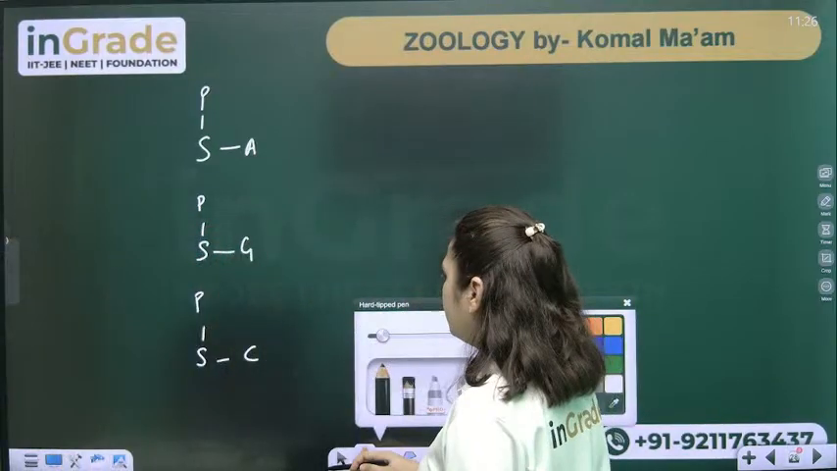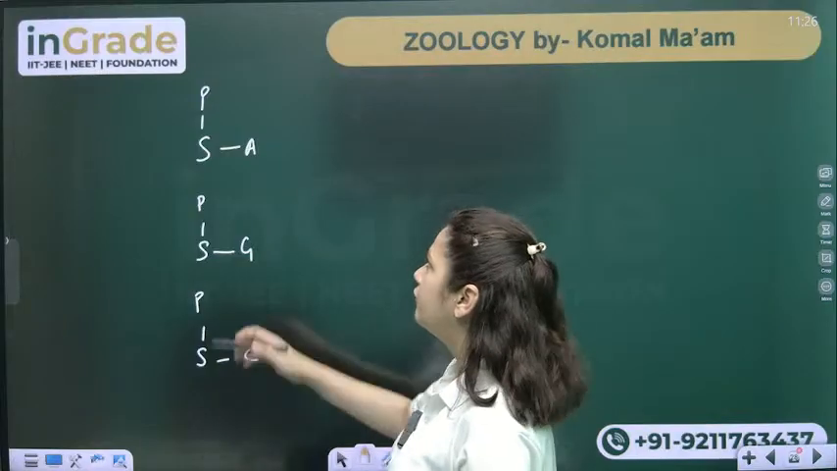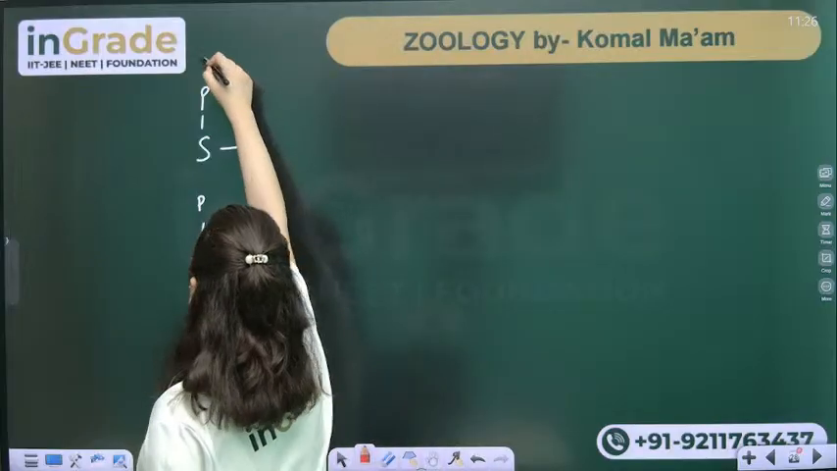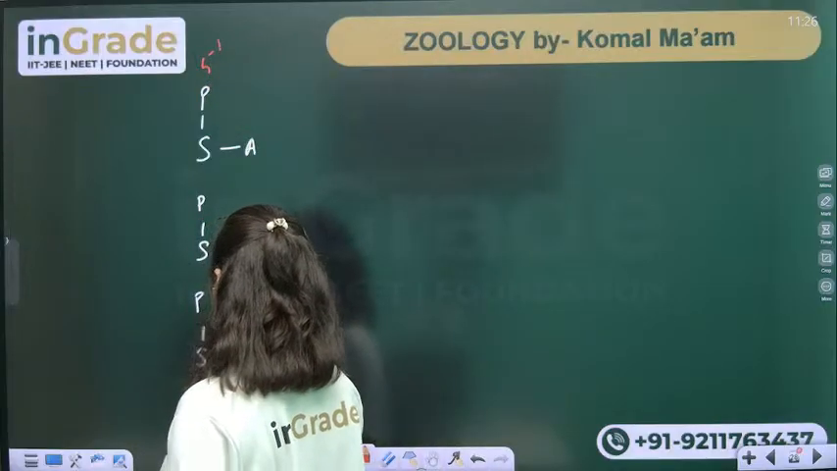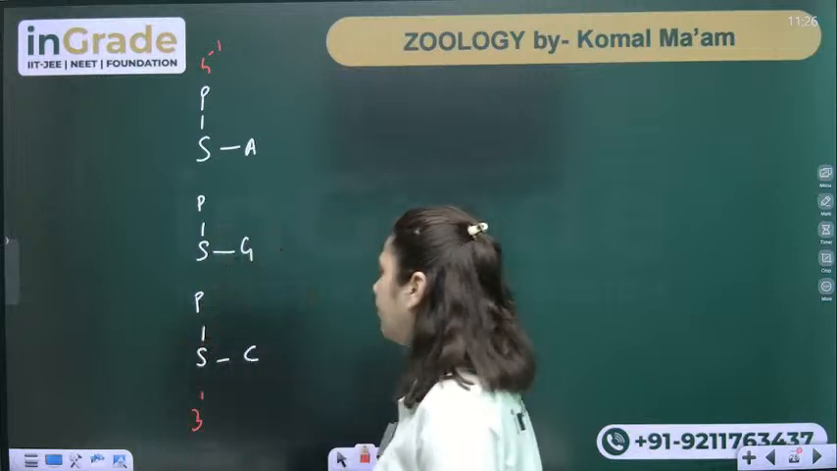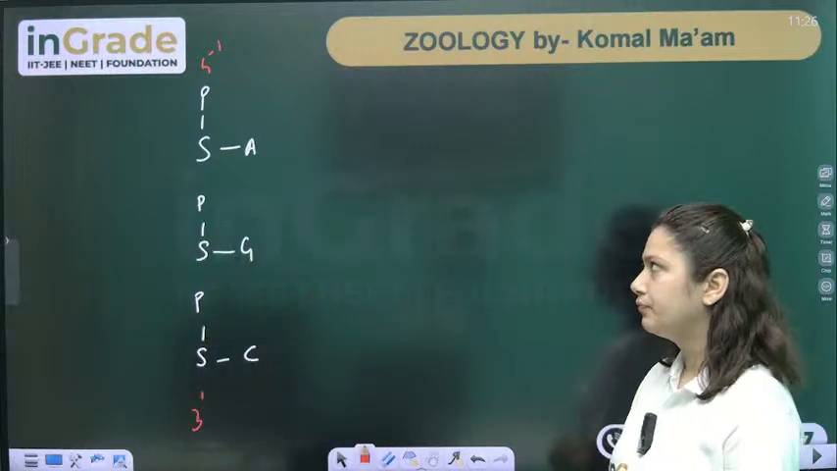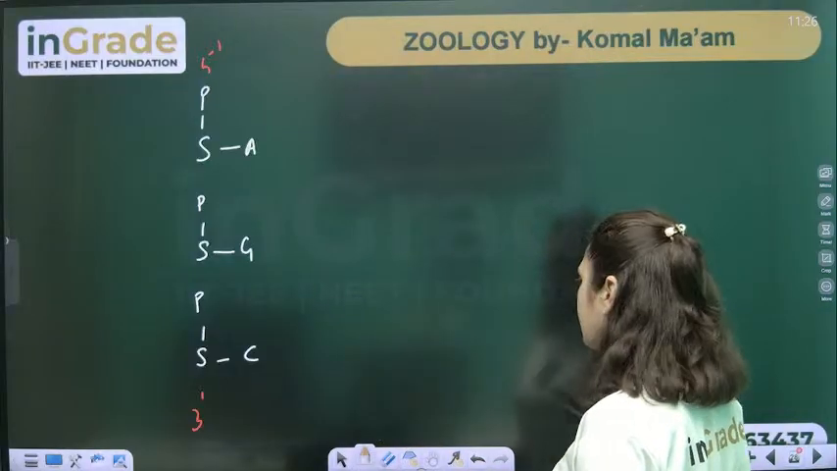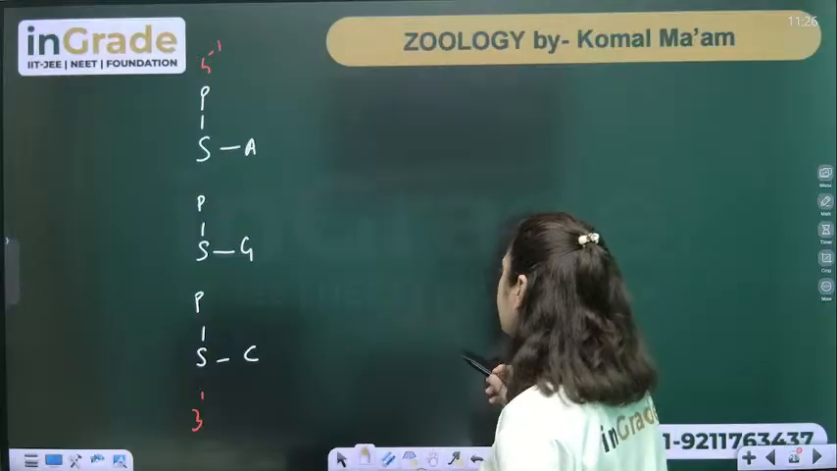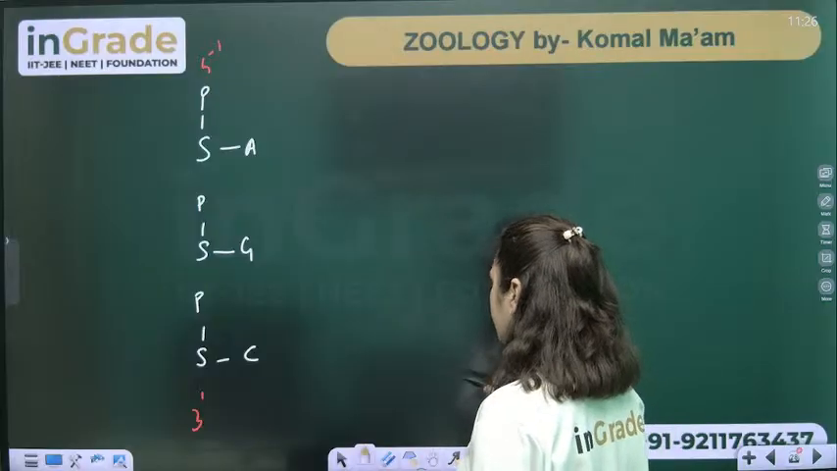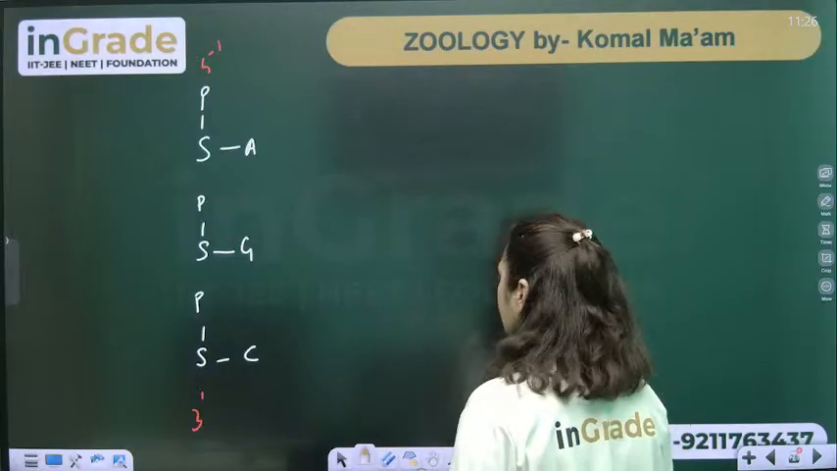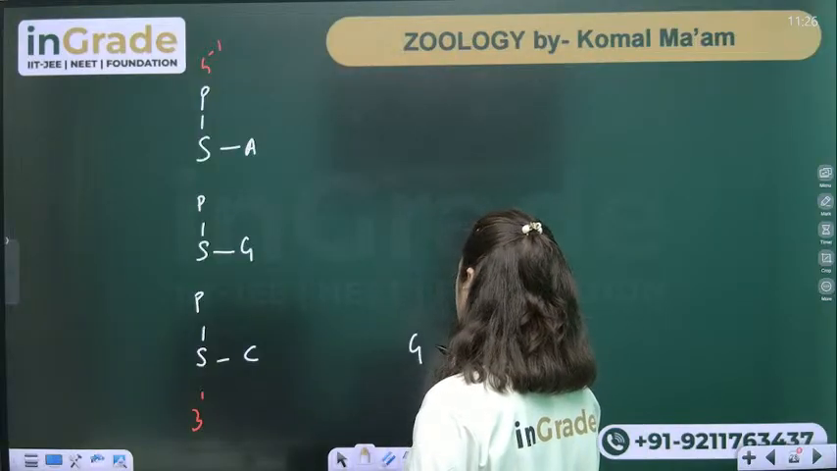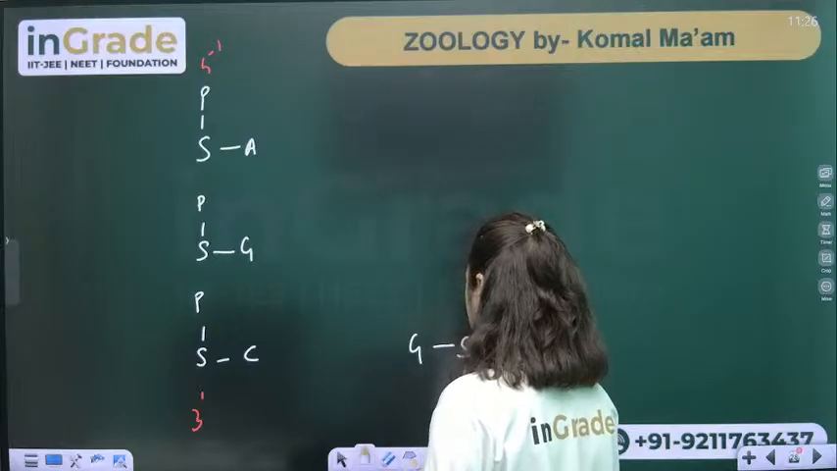Now first of all, they are anti-parallel in direction. If this is 5' to 3' end, then this strand will be anti-parallel in direction. For example, we have cytosine, and in front of cytosine we'll always have guanine. Okay, so we have here sugar and this is phosphate.